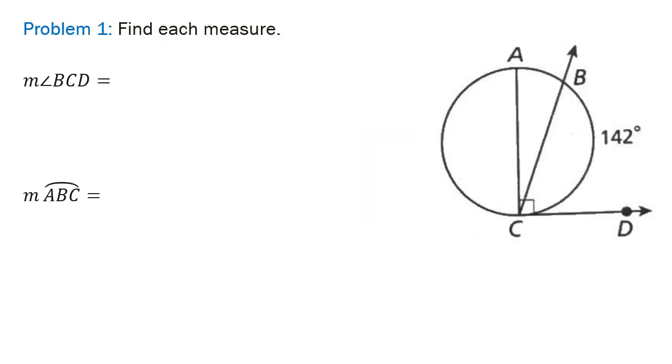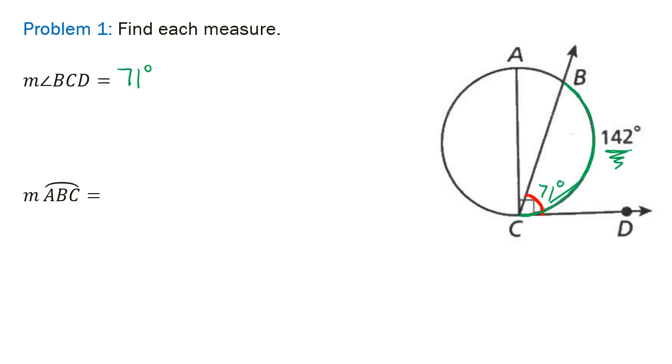So problem 1, find each measure. Our first one they'd like us to find is BCD. So they want us to find this angle right here, BCD. Well, we can see that its intercepted arc, B all the way to C, this arc right here is 142. So angle BCD should be half of that. So 142 divided by 2 will be 71 degrees.